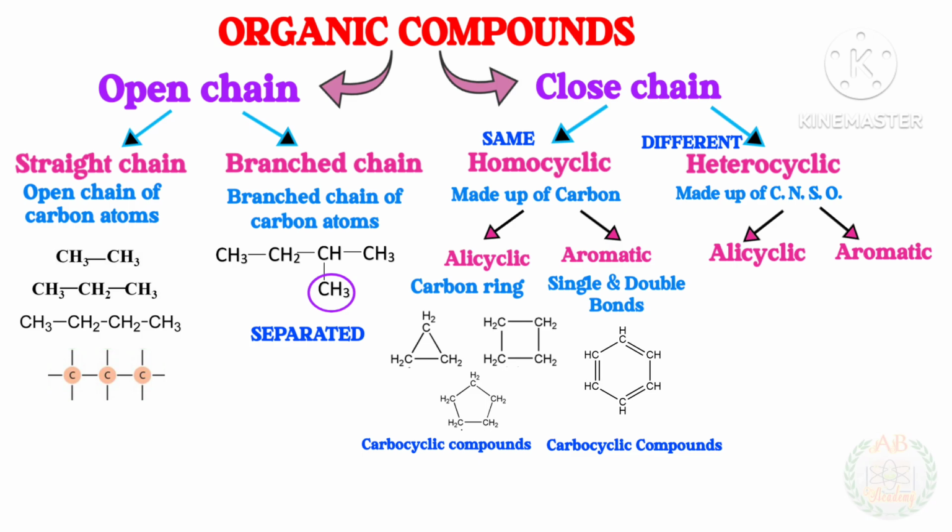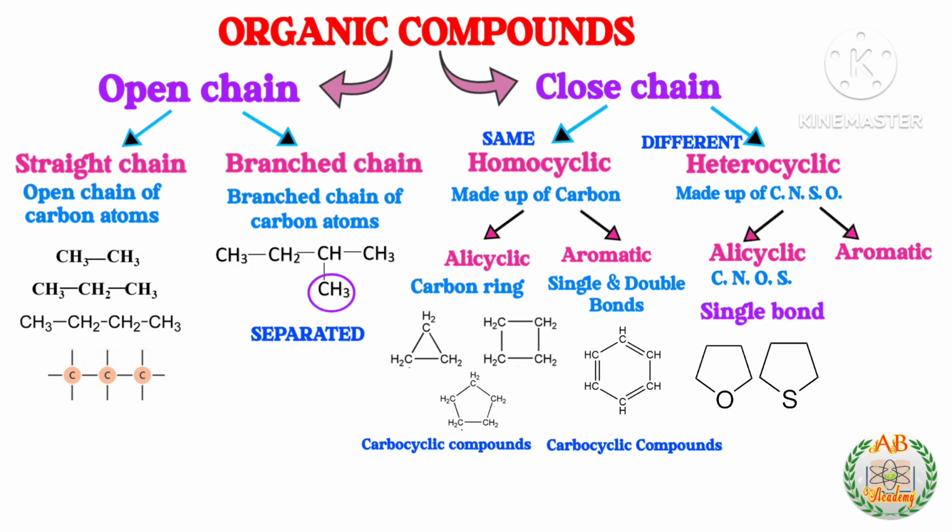Alicyclic are those organic compounds which contain one or more atoms in their ring, like nitrogen, oxygen, and sulfur, but they have single bonds. For example, tetrahydrofuran and tetrahydrothiophene. We can see that these rings contain either a sulfur, nitrogen or oxygen atom in their respective ring, but they all have single bonds. Therefore, we call these organic compounds heterocyclic organic compounds.